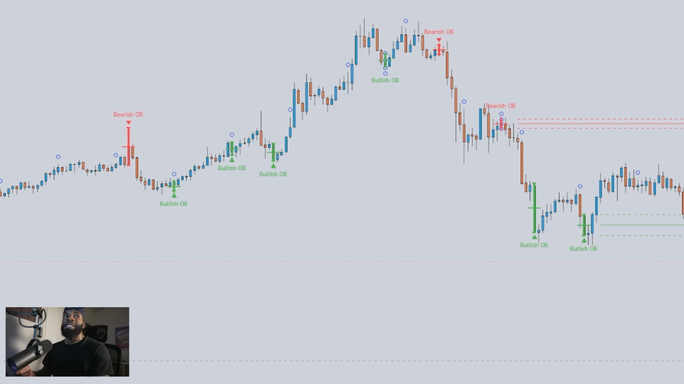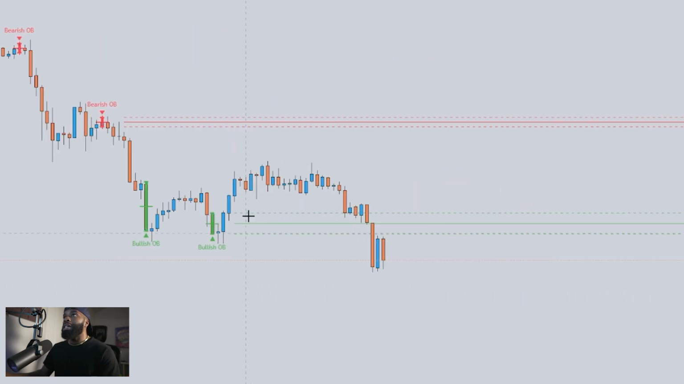So now I'm on BTC USD. How this strategy works is very simple. If we see a bullish OB, that means we want to be looking for a buying opportunity once it breaks out of that, and it has to at least come to that area. Once it comes to that area, we need to see a following engulfing candle.